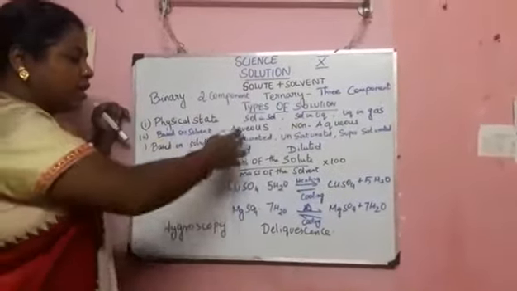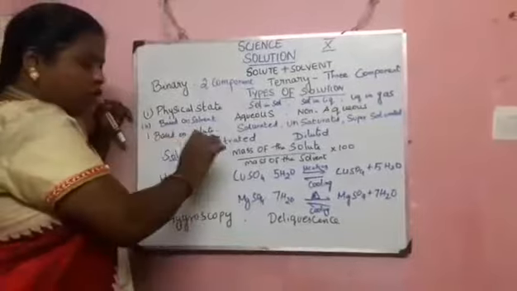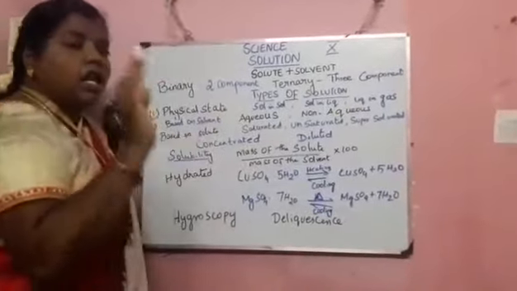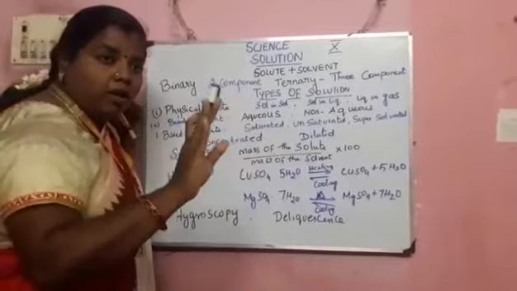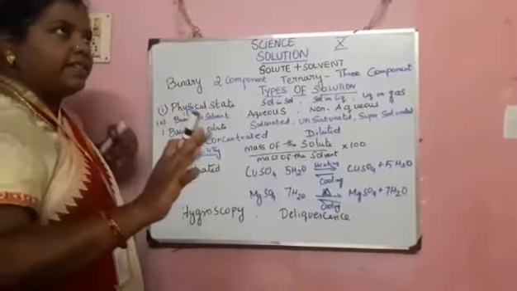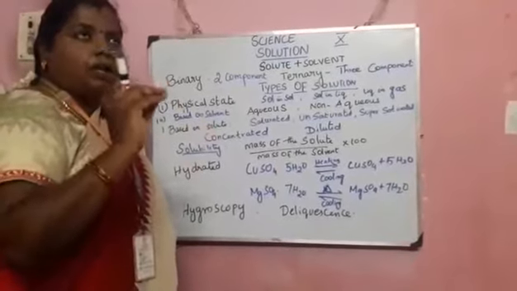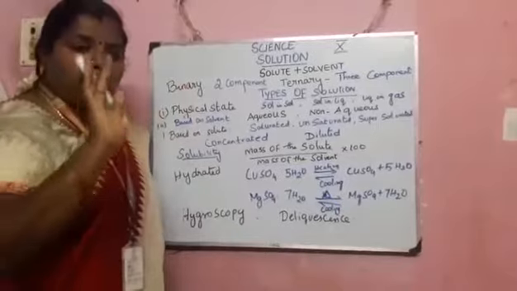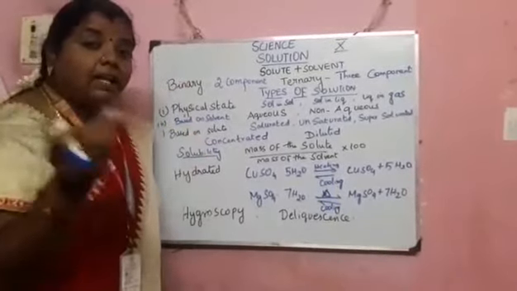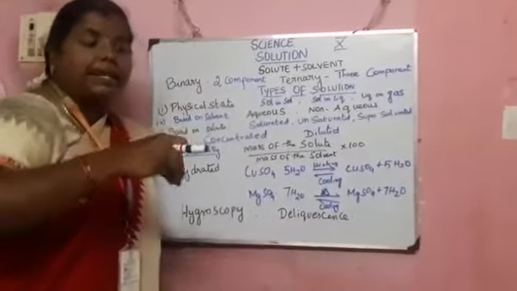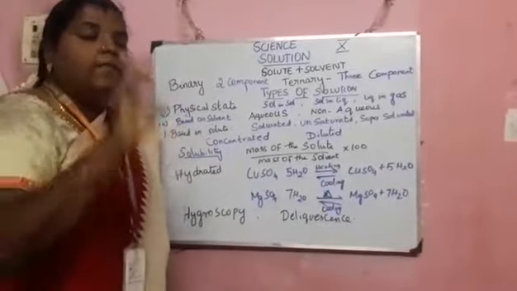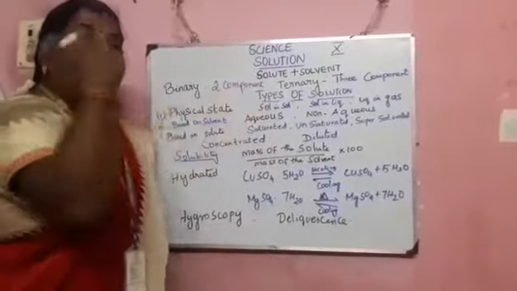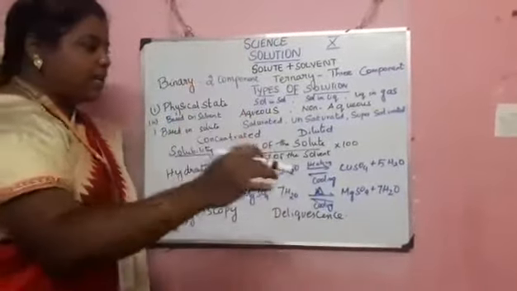Let's see the saturated solution. It is based on how many solute particles are there. So saturated means no more solute will be dissolved in it. For example, 36 gram of NaCl in 100 ml of water is enough. If you add 37 gram or 38 gram, it will never dissolve. So saturated means no more substance can be added to it.